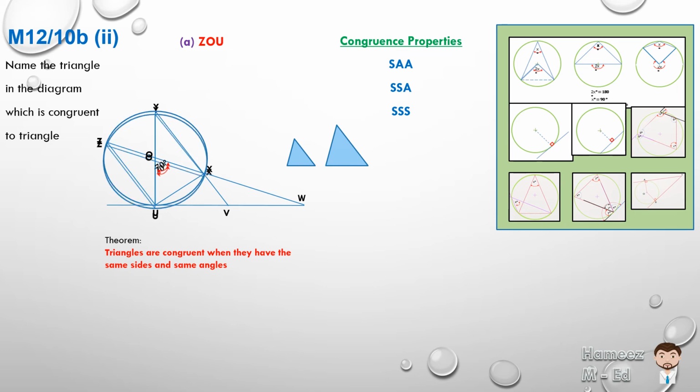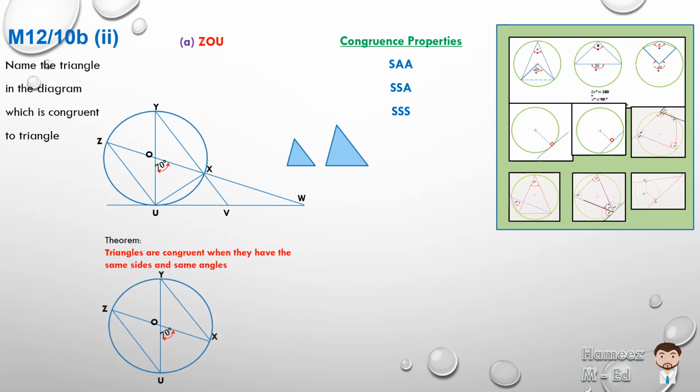So let's extract ZOU, that triangle. And what do we recognize from there? It has 2 radii, OZ and OU. And the internal angle at O is 110 degrees. We worked that out in part 1 of the question. So, which triangle has 2 radii and 110 degrees at the center? That will be the triangle in yellow, the triangle OXY. So we can say that triangle ZOU is congruent to triangle OXY.